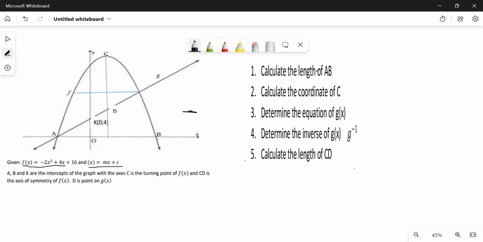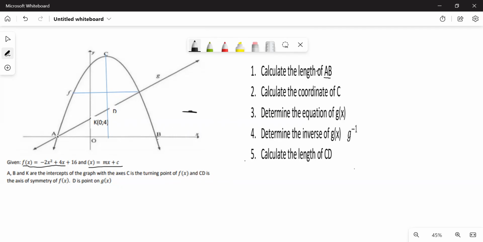And then they tell us that C is a turning point of f of x. And then they say CD is an axis of symmetry of f. And then D is a point such that f of x is equal to g of x. Okay. Now, with that information, they then say we should calculate the length of AB.